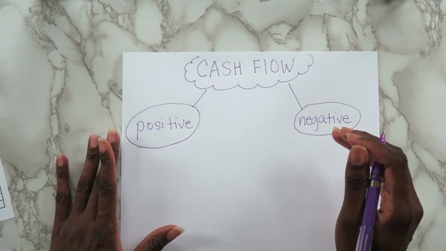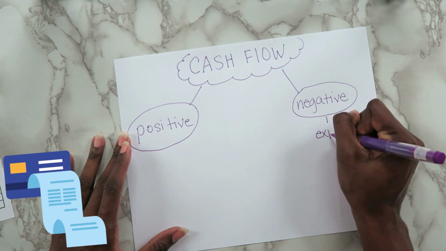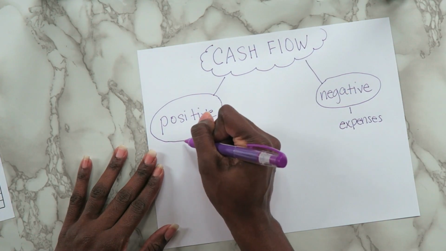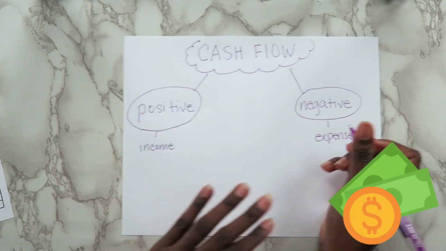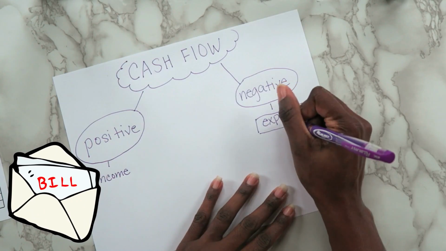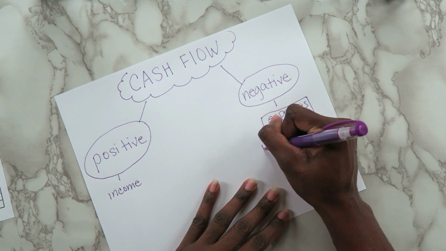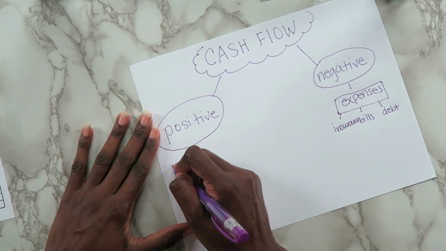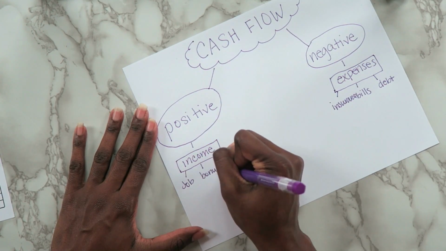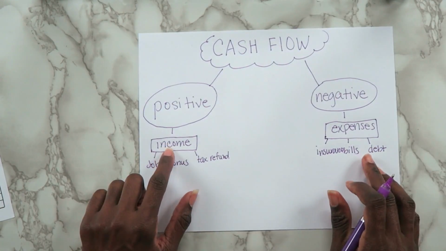Let's look at it like this. What causes negative cash flow? Well, expenses, right? That's the biggest thing, expenses. And what causes positive cash flow is income. So what are some examples? Of course, we have our bills, debt, or just regular everyday expenses, insurance, all of that. Over here for income, this is your job, any bonuses, if you get a tax refund, anything like that, that's going to increase your income.